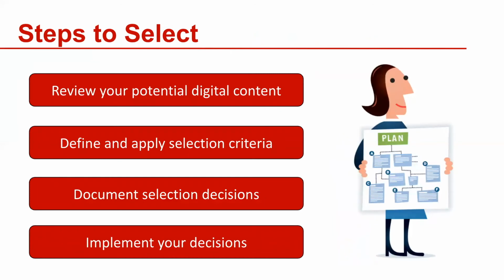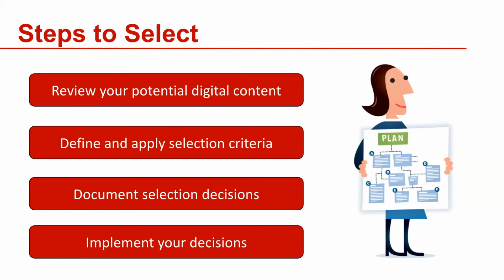The basic steps for selection require you to review your potential digital content. So start with the outcome of your inventories. Look it over. What do you have? And think about what you might have still coming in. Understand the implications of keeping those materials. Define and then apply criteria for what you will select to preserve. It is the best way to ensure consistency across an organization over time and over staffing changes.